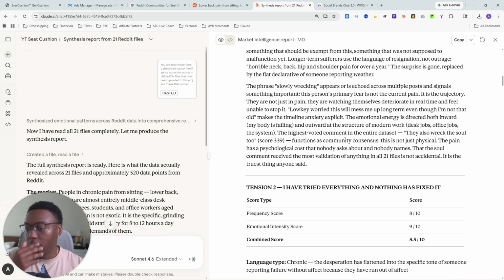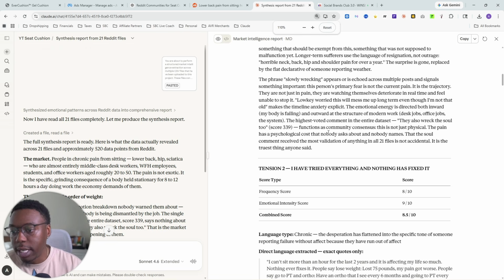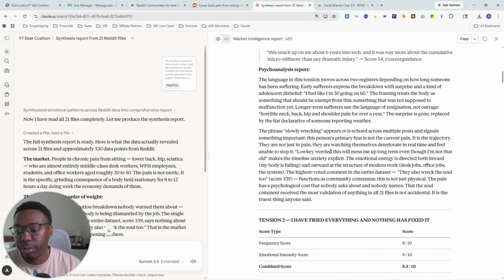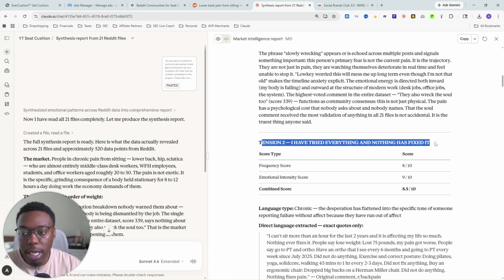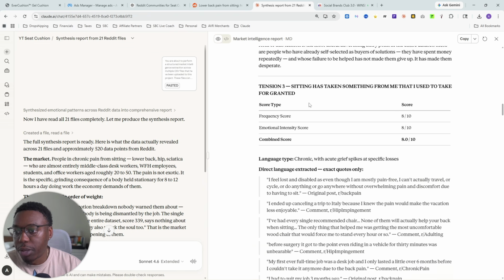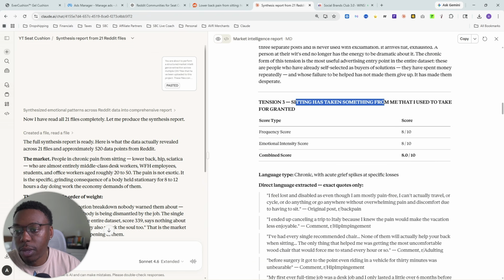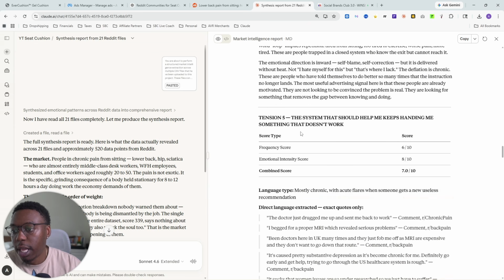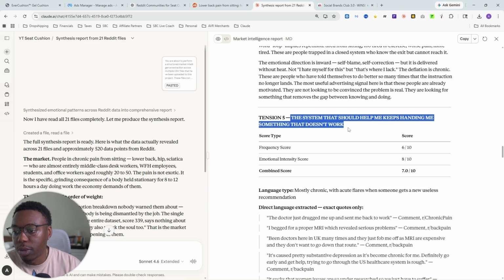So basically, you now have a pretty decent report on what people are saying, the exact words that they're saying, and the fears and problems that they're having. And then this will bring us to tension point number 2. I've tried everything and nothing has fixed it. Tension point number 3, sitting has taken something from me that I used to take for granted. Okay. 4, I know what to do and I still cannot make myself do it. And then 5, the system that should help me keeps handing me something that doesn't work.